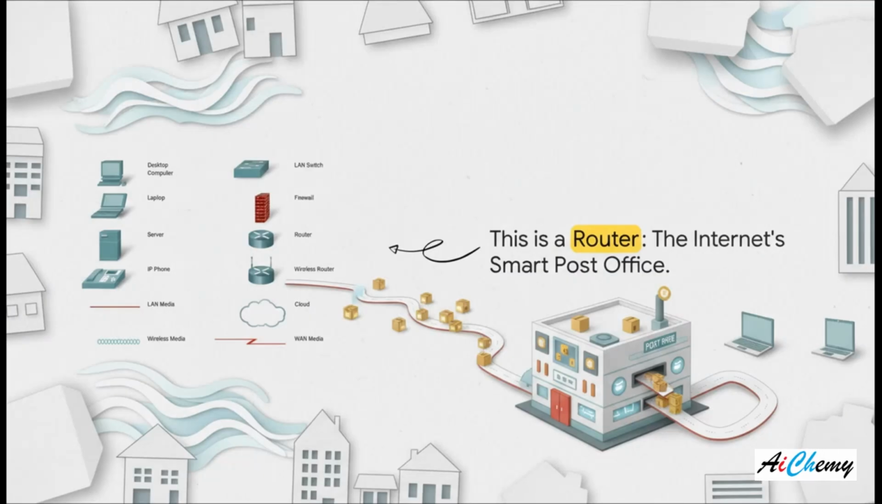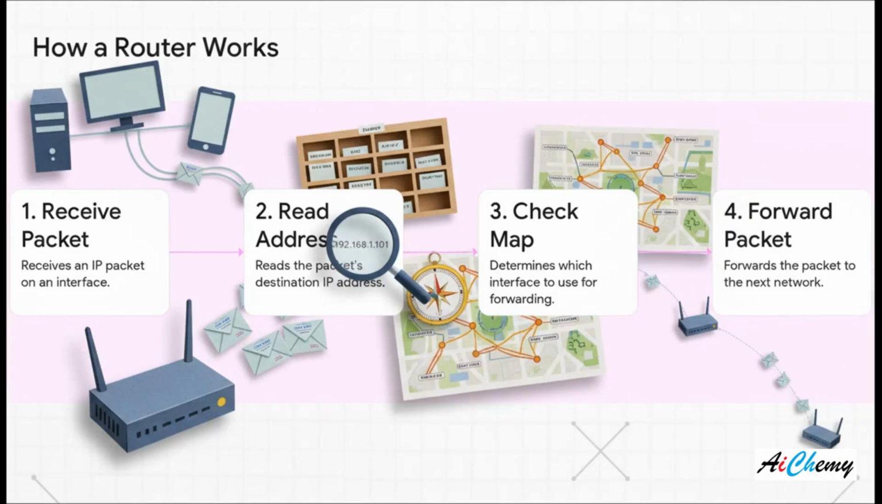Okay, so we've got the addresses covered. But who's doing the actual sorting? What are the post offices of the internet? Well, that's where this little box comes in, the router. You've probably got one in your house. These things are the backbone of the entire internet. They're the smart post offices that connect all the different networks together and decide where to send every single packet of data. So how does it do it?